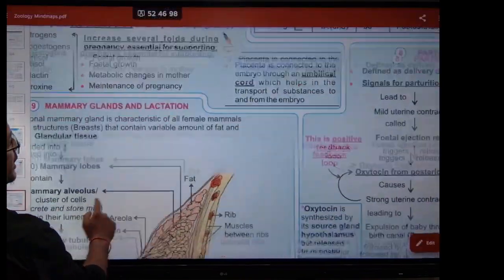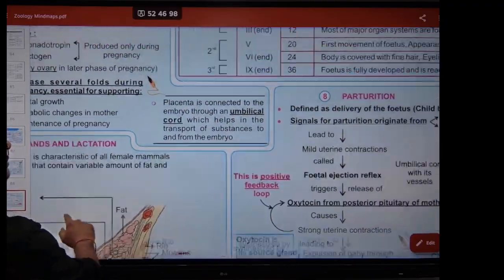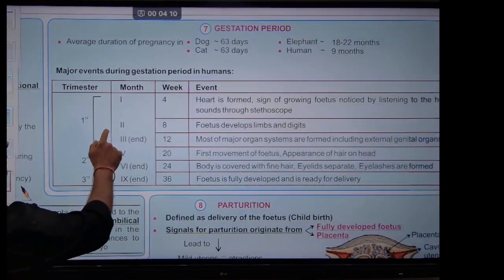9 months. So we didn't discuss the mammary glands, right? Okay, it's pending. So this is other animals.